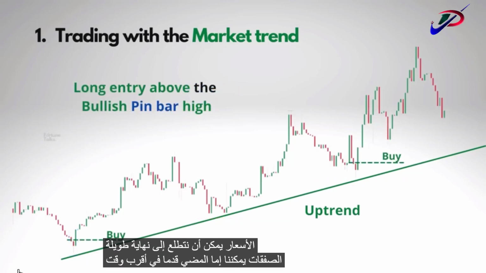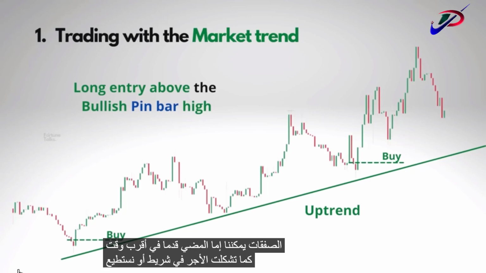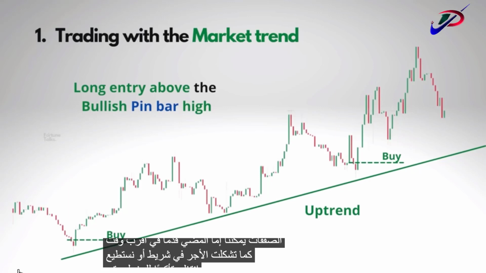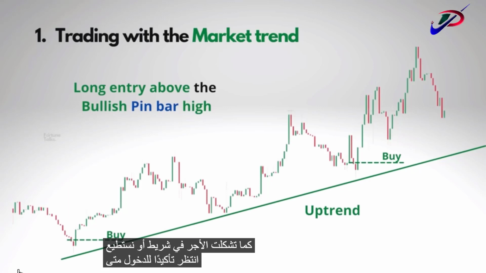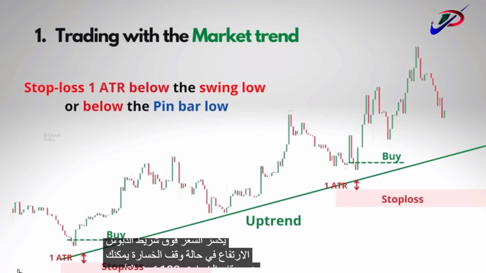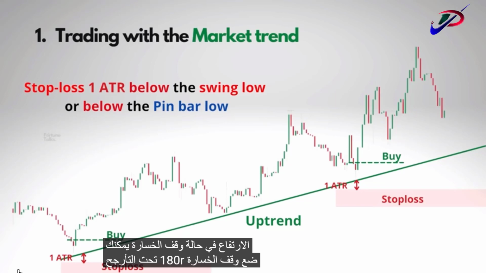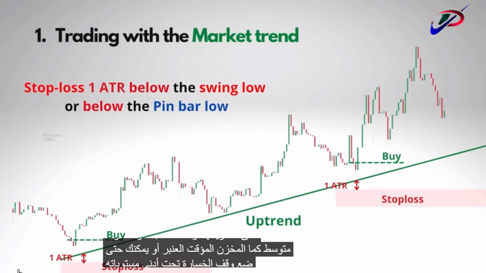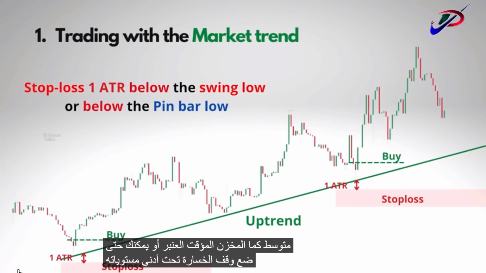We could either go long as soon as the pin bar has formed, or we can wait for a confirmation to enter when the price breaks above the pin bar high. In case of stop loss, you can place the stop loss 1 ATR below the swing lows or the trend line or the moving average as ample buffer, or you can even place the stop loss below the lows of the pin bar candlestick in case you want a tighter stop loss.